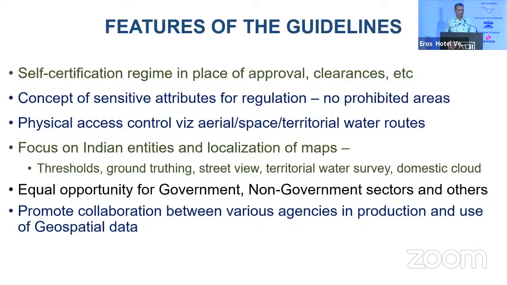Basically, for security purposes, we also have to have an environment wherein the important installations which are not supposed to be mapped are protected. So we have a provision in the guidelines that the installations which are out of bounds for the general public cannot be accessed using aerial space or territorial water routes for mapping purposes. And as we know, the focus of the guidelines is basically on Indian entities and localization of maps, with several thresholds for mapping, ground truthing, street view capture, territorial water survey, and regarding data hosting on domestic clouds, all those safeguards have been put in.